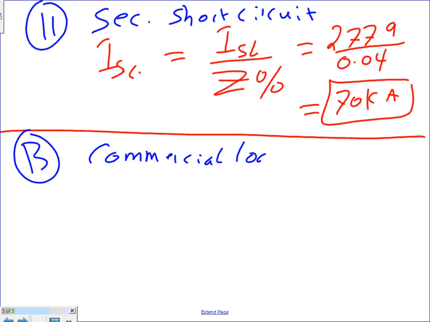Commercial load. Everything is a commercial office building. Inside this office, you have the following. There's a bunch of loads here.